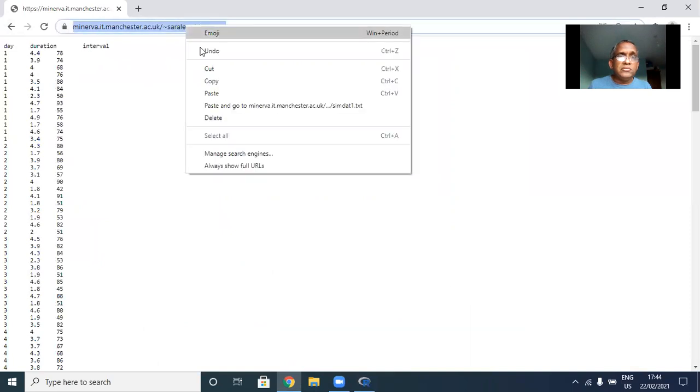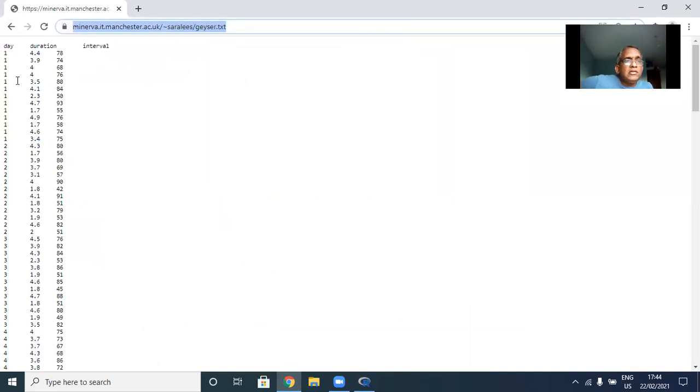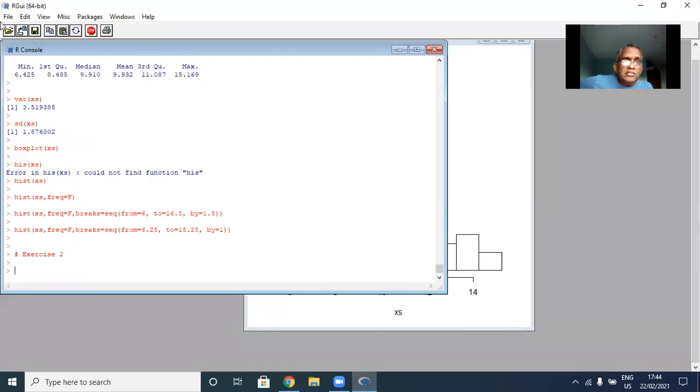So I'm going to copy this. As you can see, there are 3 columns. The first one is the day. The second column is the duration of the eruption. And the third column is the interval. And the one we are interested in is the second column. So I'm going to call this data Geyser. Okay. Open quotes and quotes, and header equal to true as usual.